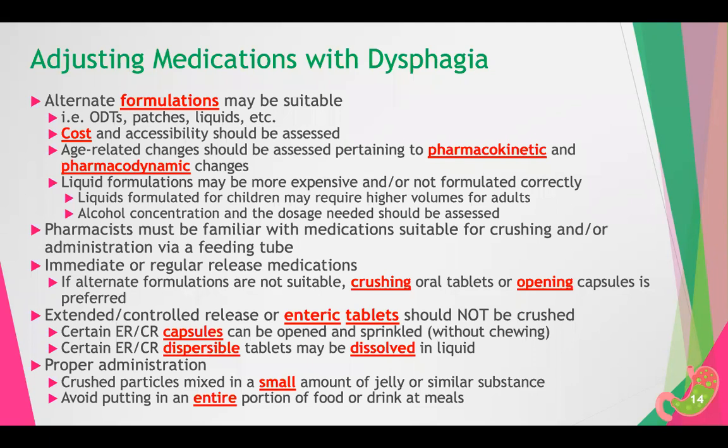But for proper administration with the medications that are crushed, we would want them to mix it in a small amount of jelly or similar substance, maybe a little bit of pudding. But it's very important to note not to put it in an entire portion of food or drink at meal times. So the medication should be put in a small amount of jelly or pudding, because if we put it in an entire portion of food or drink, there is a chance that they might not eat all of that food or beverage, meaning they will not get the full dosing of the medication.